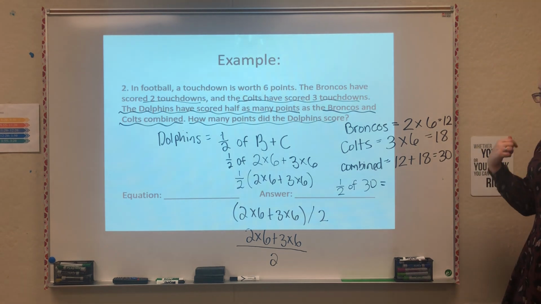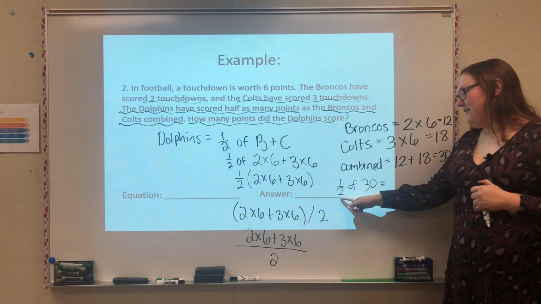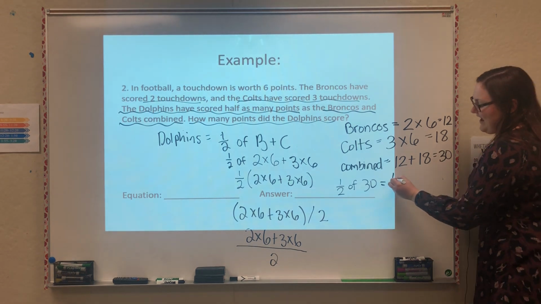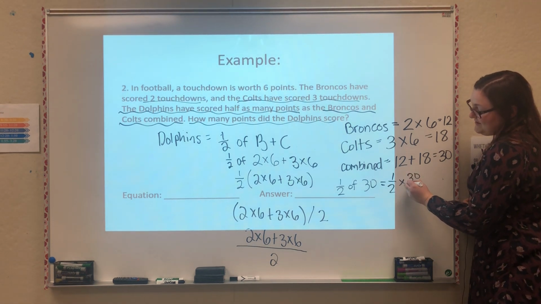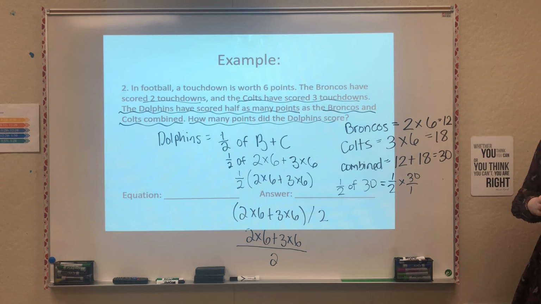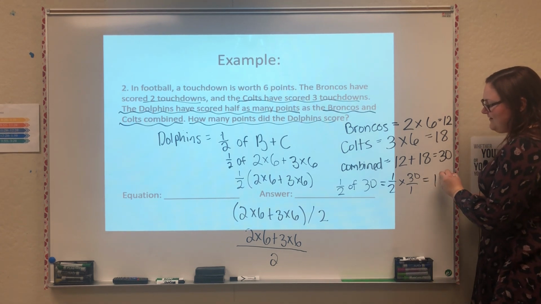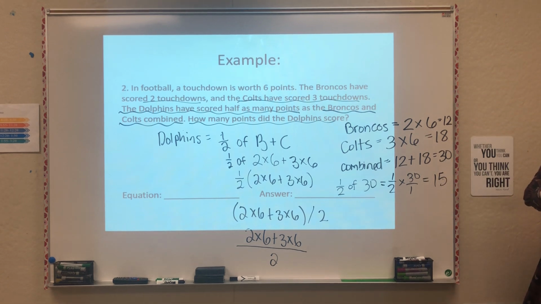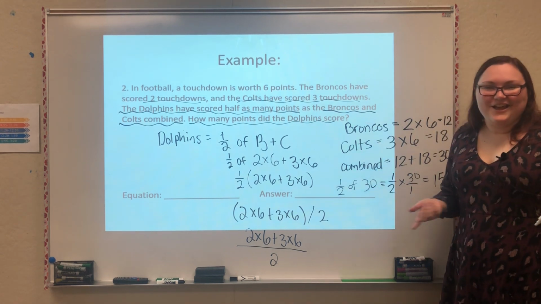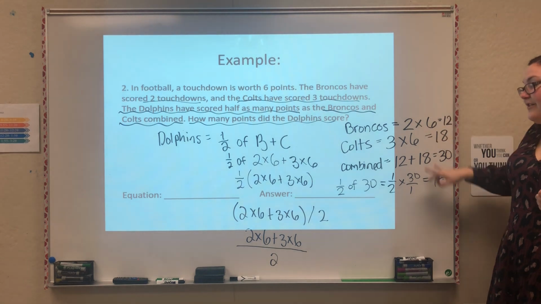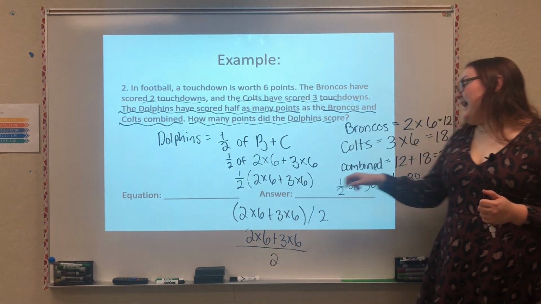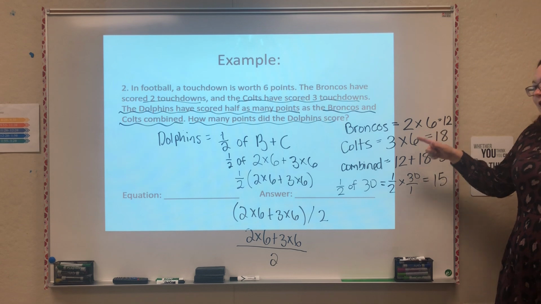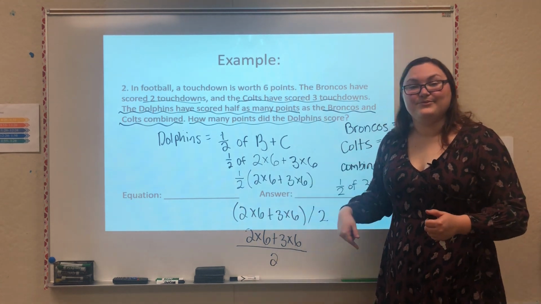We've talked about a couple different ways you can think of that. You can just think of half of 30. You can think of it as 1/2 times 30 over 1. You can think of it as 30 divided by 2. All of those ways, you're going to end up getting 15. So that answer, how many points did the Dolphins score? They scored 15 points. I did it like this because remember, this is the other way: you can do all the math first, find your answer, and then use what we've got written over here to help you come up with a way to write the problem.